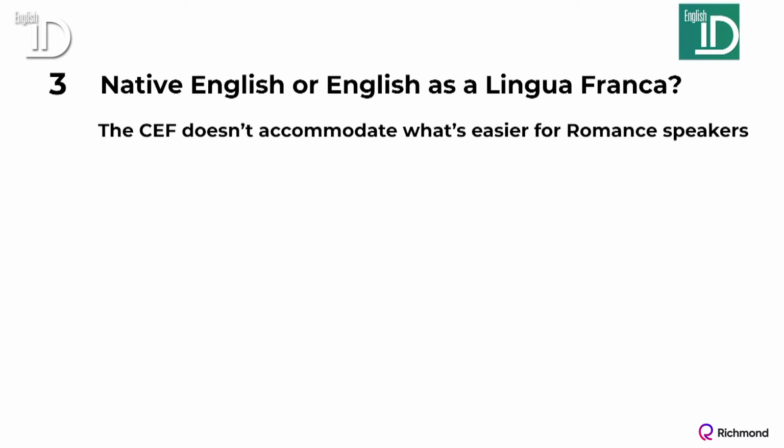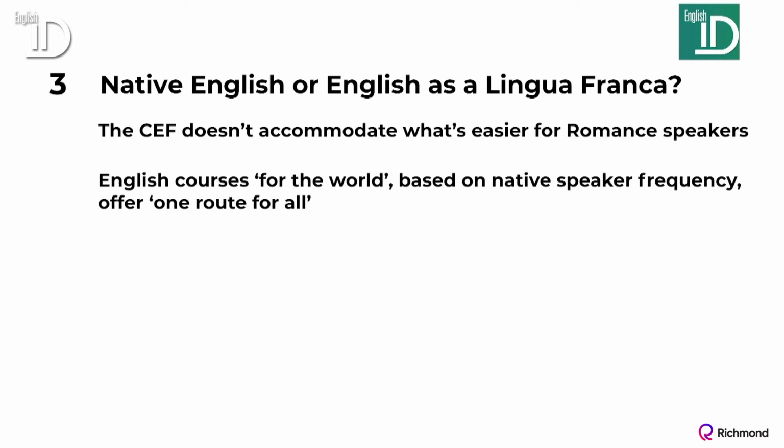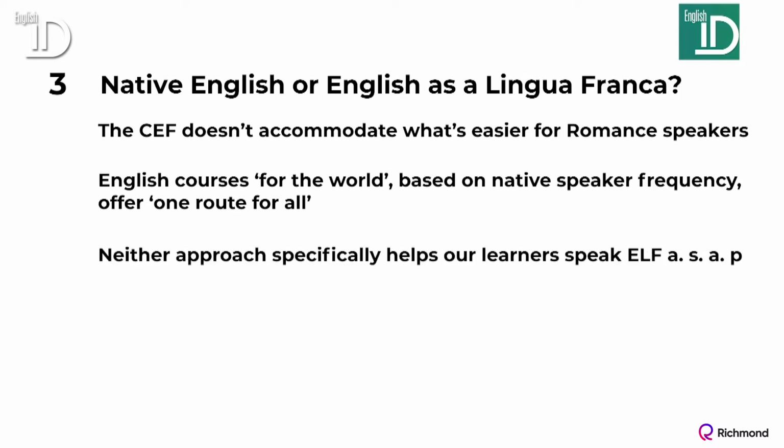The common European framework largely ignores cognates and how much easier learning English can be for Romance language speakers. English courses for the world, based on native speaker frequency, offer one route for all and are often too generalized, especially for monolingual classes. Neither approach specifically helps our learners speak English as a lingua franca as soon as possible.